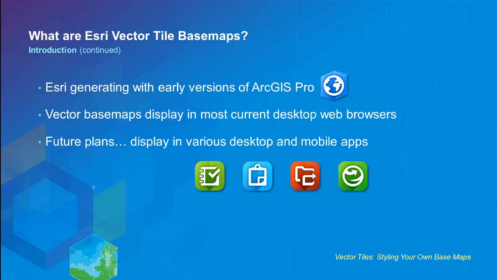Currently, Esri is generating the vector tile base maps with early versions of ArcGIS Pro. We're working with daily builds of Pro 1.3, so we're getting stuff out there ahead of what our users can do, but you can say we're kind of blazing the trail and making sure that it's safe for you guys once we make it available to you. The vector base maps also display in the most current desktop web browsers, so some of the older IE versions are not going to be able to support it. We do have future plans for display in various desktop and mobile apps, such as Collector, Survey 123, and the like.